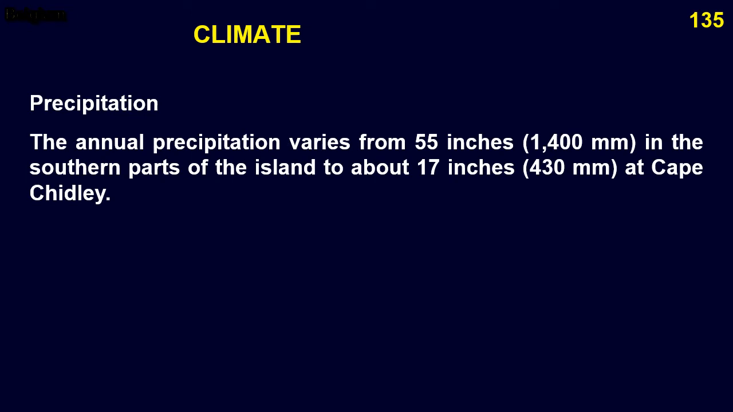Precipitation. The annual precipitation varies from 55 inches, 1,400 millimeters, in the southern parts of the island to about 17 inches, 430 millimeters, at Cape Chidley. In the northern regions, as much as half of the annual precipitation occurs as snow. In the south, the snowfall usually accounts for only about one-fifth of the total precipitation.